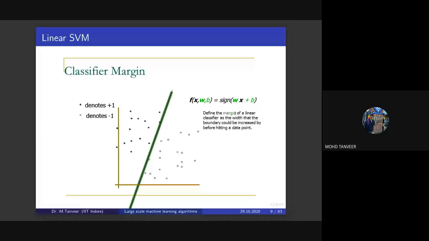The margin is nothing but the distance between these two hyperplanes from the data points of each class, and we want the margin to be as far as possible from both.